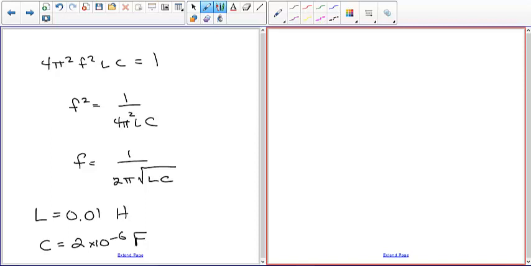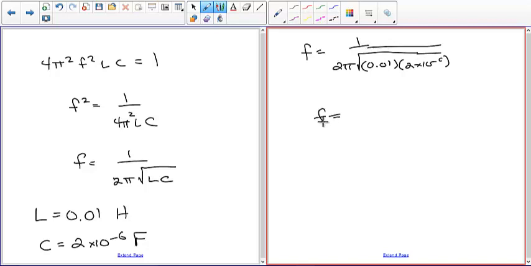So let's put those in. We'll get the resonant frequency is 1 over 2 pi times the square root of 0.01 times 2 times 10 to the minus 6. One divided by 2 divided by pi divided by the square root of 0.01 times 2 e to the minus 6, and I get 1,125 hertz.